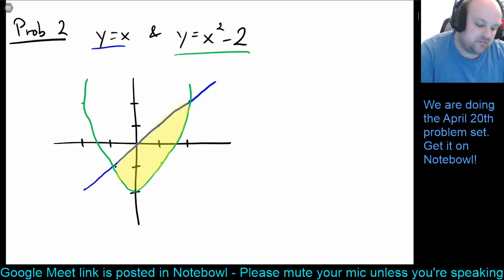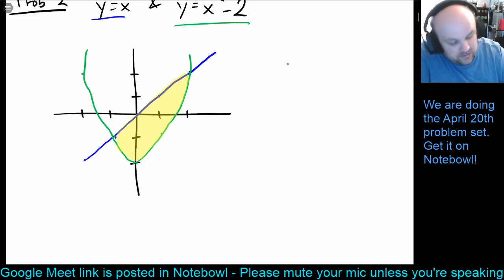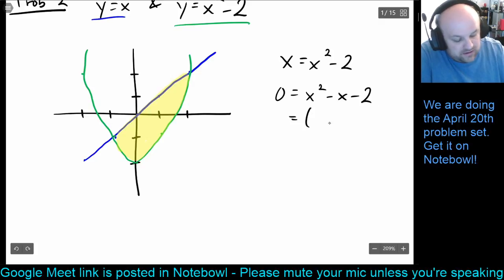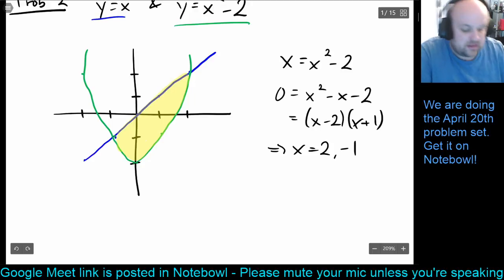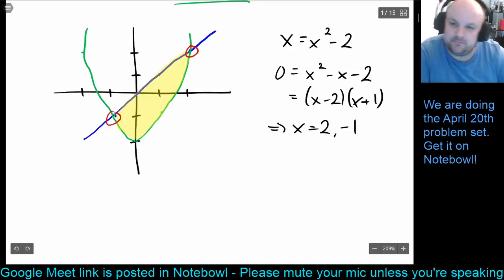But anyway, we want to do top minus bottom when we're doing this integral again. But we need to find the bounds. And to find the bounds, we just set the two functions equal to each other. So x equals x squared minus 2. Move this to the right: 0 is x squared minus x minus 2. All right, factor this. This is x minus 2, x plus 1. And so we have x is 2 and negative 1. So those are our bounds for this integral, because that's going to tell us where these functions cross.